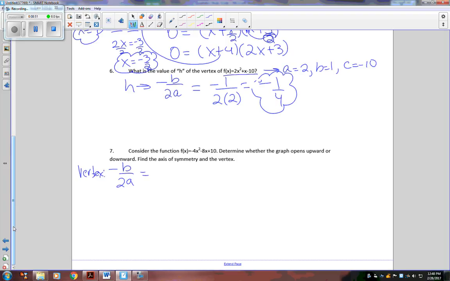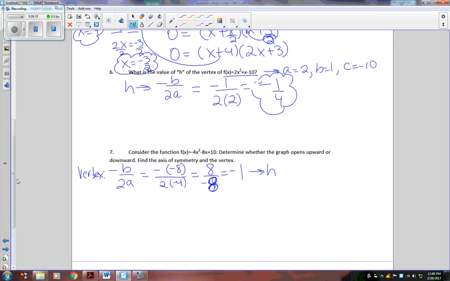So that's going to give us the opposite of negative 8, over 2 times negative 4. The opposite of negative 8 is 8. 2 times negative 4 is negative 8, giving me negative 1. That is the h value of your vertex. Now substitute that value back into your equation to find k.